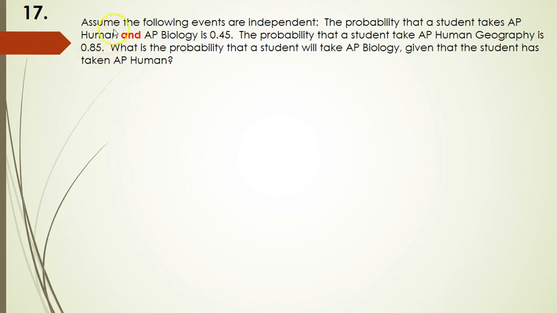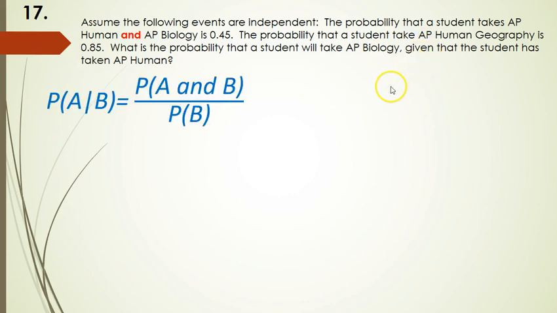Number 17 says, assume the following events are independent. The probability that a student takes the AP Human and AP Biology is 0.45. The probability that a student takes AP Human is 0.85, which is the probability that a student will take AP Biology given, again, that the student has taken the AP Human. So once again, we're talking about a given probability. A given B has occurred. So we're doing the probability of A and B divided by the probability of B, okay?